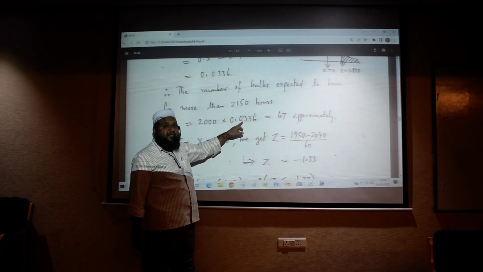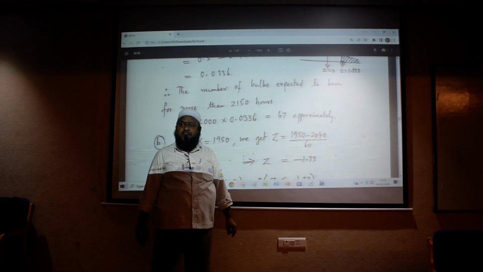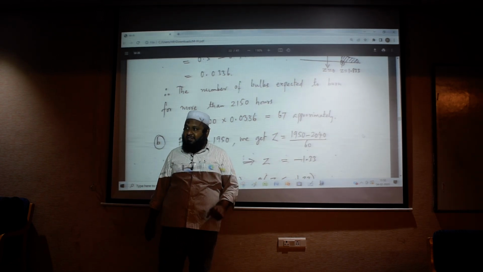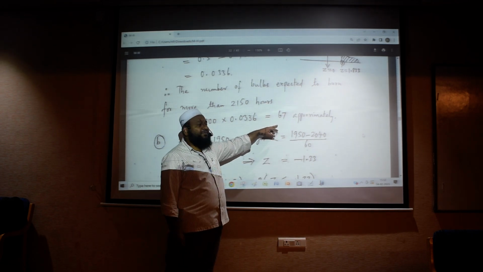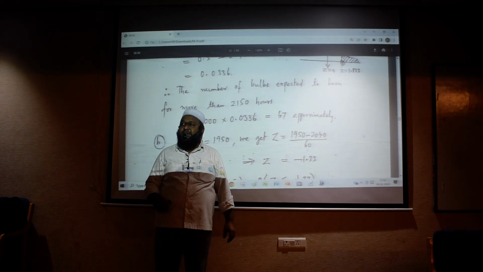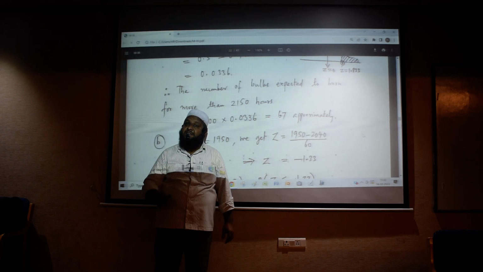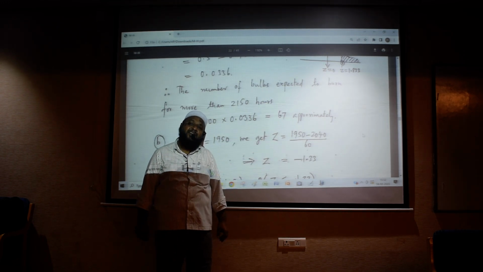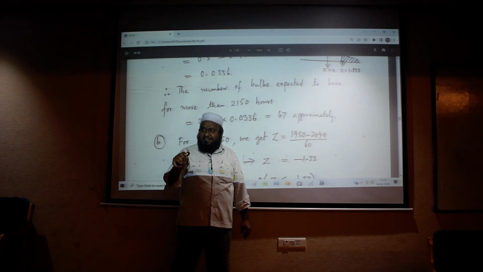2000 into 0.0336. That is 67 approximately. Actually it is coming as a fraction. That fraction will not be a number of bulbs. So we are making it approximately 67. That value will be either 67.1 or 66.9. Which is the correct value to round off to 67? Come on, make a guess. 67 is the nearest figure.